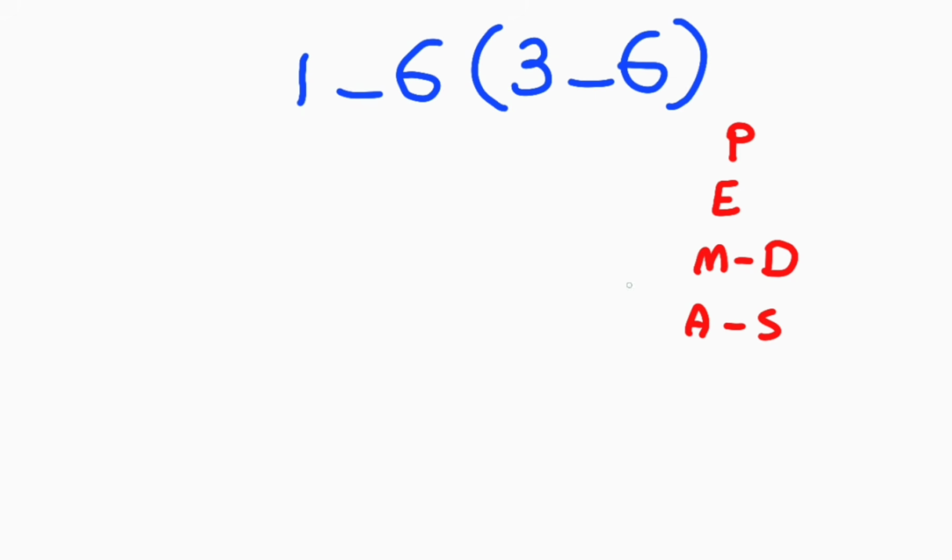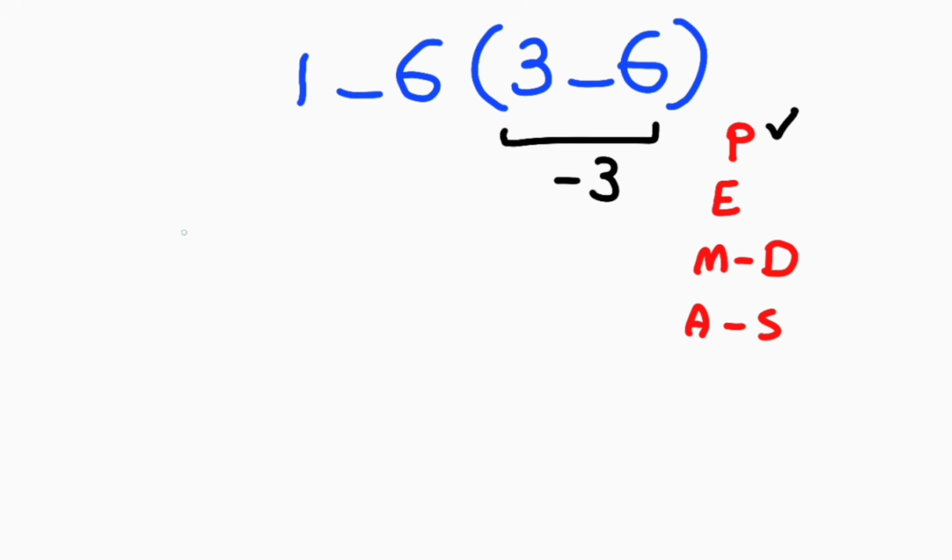So according to PEMDAS, in the first step, we have one parenthesis that we have to solve first, not this multiplication and this subtraction. If you do this multiplication and this subtraction first, it is wrong. So we have to start with this parenthesis. 3 minus 6 gives us negative 3.